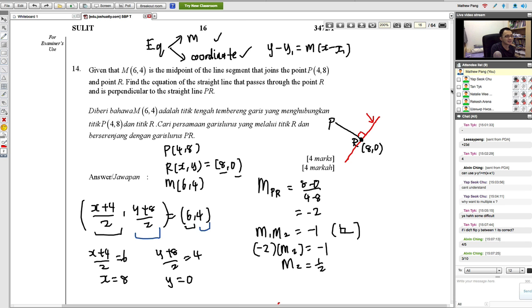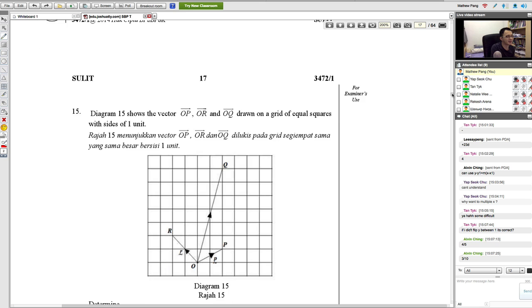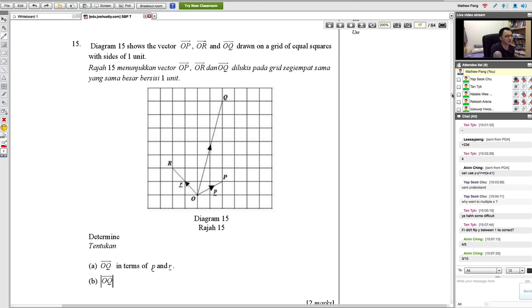Okay, we will break for 1 minute because I need to drink some water. Then we will continue with question 15. So far, do you have anything you want to ask me? Am I going too fast?